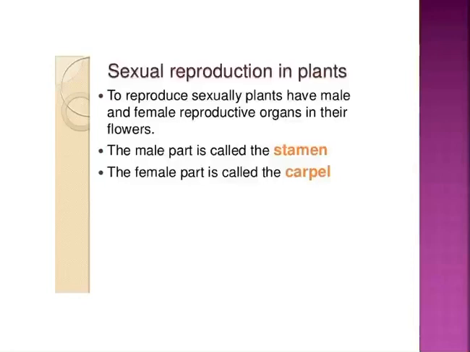Now the next is sexual reproduction in plants. To reproduce sexually, plants have male and female reproductive organs in their flowers. The male part is called stamen and the female part is called carpel. If sexual reproduction has to take place, it takes place with the help of two reproductive cells called gametes. These are called the reproductive organs.